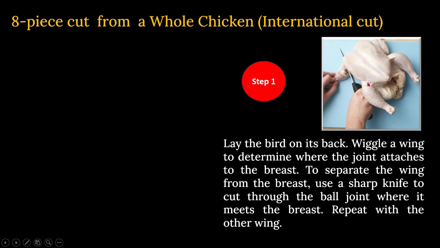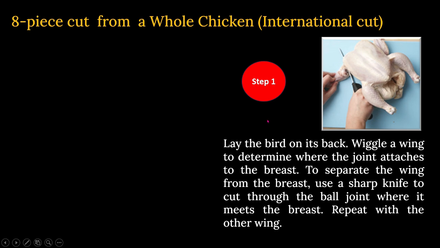Firstly, you have to place the bird on the working table like this. That means the backbone will be on the table side, the legs will be placed towards you, and the breast part will be on top. So this is the way we are going to place the bird on the working table.